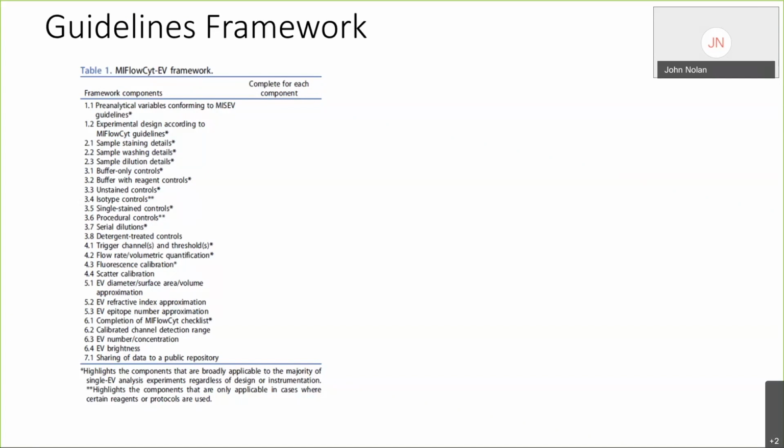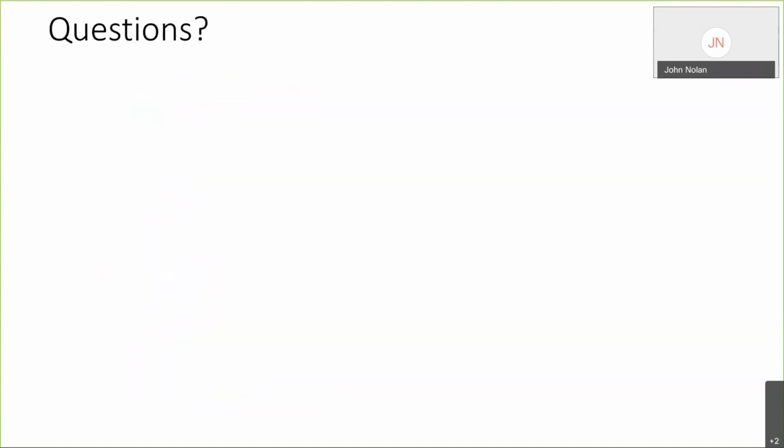If a person doing flow cytometry of EVs for the first time is familiar with these guidelines, they may learn something they didn't know. Flow cytometry is a fairly complicated business. There's lots of ways for things to go wrong. There's no reason for everyone to discover these things independently. So with that, I'll end, and we'll be happy to take some questions that will hopefully start some discussions that will last into the future.